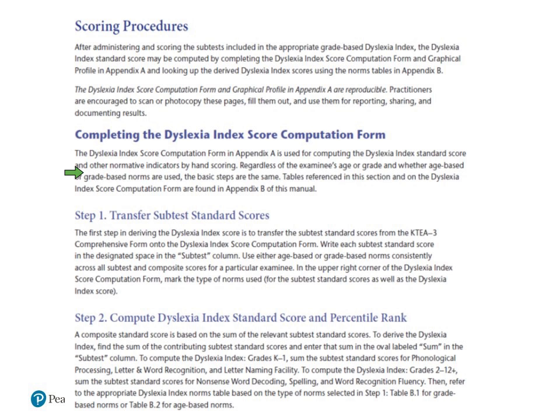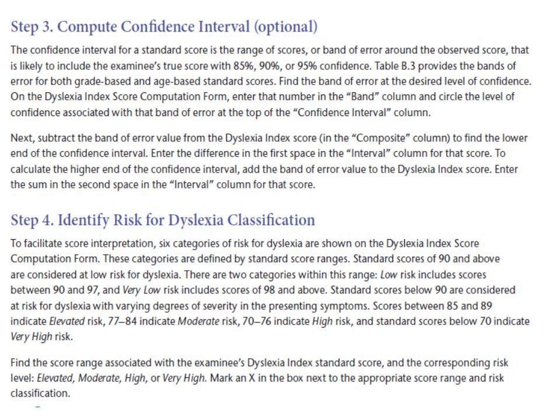In terms of the steps, basically very similar to what I mentioned before. It's the same thing. Pre-step 1 would be, again, to administer the correct subtest based on the examinee's grade or age. Step 1 would be to transfer the subtest scores and then compute the index scores and percentile ranks. Step 3, again, very consistent, is to compute a confidence interval if you need to, optionally. Identify a risk classification. And you can see that the risk classification is the same.